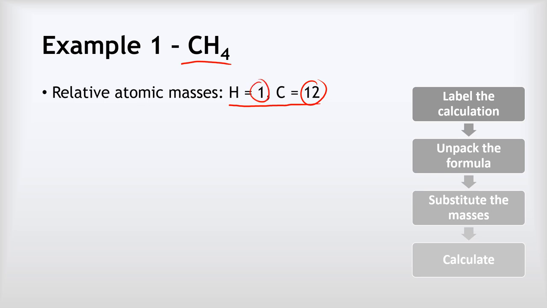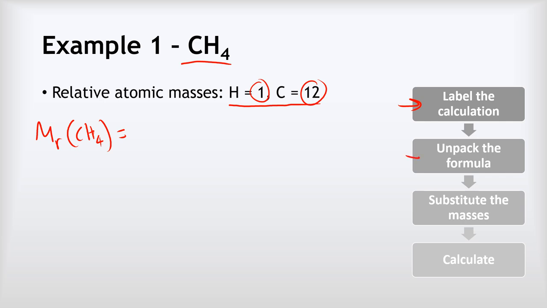Okay. Now, the method we're going to follow, we're going to start off by labeling the calculation. So what I mean by that is we're going to say Mr, and then in brackets CH4, equals. And the point of this is making it really clear exactly what we're calculating, because in some of the more advanced calculations later, you're going to do two or three of these Mrs at the same time. So if you don't label them, it's really easy to lose track of what's what. So that's the first step done.